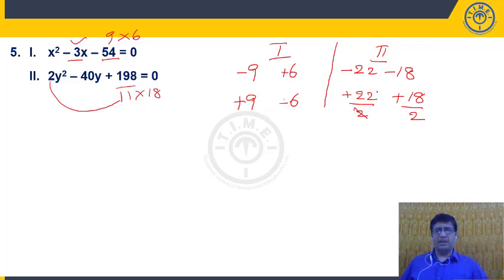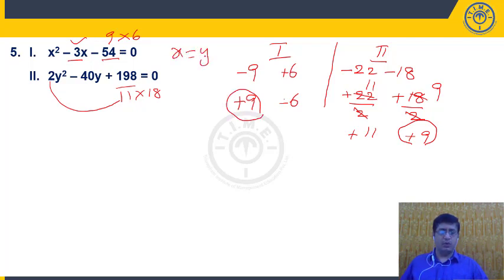Now I am simplifying here, so it goes exactly 11 times. And what about 2? It goes 9 times. So what are the values here? Plus 11 and plus 9. So 9 and 9 means both are same. So the result is x and y are equal. X and y are same.